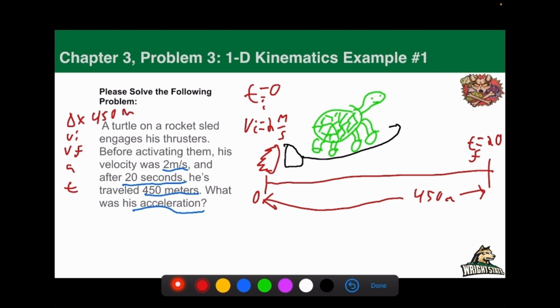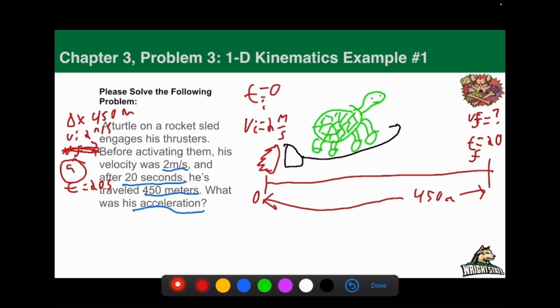Vi, our initial velocity, is going to be 2 meters per second. Final velocity, the question does not tell us anything about what our velocity over here is. Acceleration is what we were tasked with finding. Time is 20 seconds. Okay, so let's take a look at this. We have delta x, we have vi. We're missing a vf. We're looking for a, and we have time.